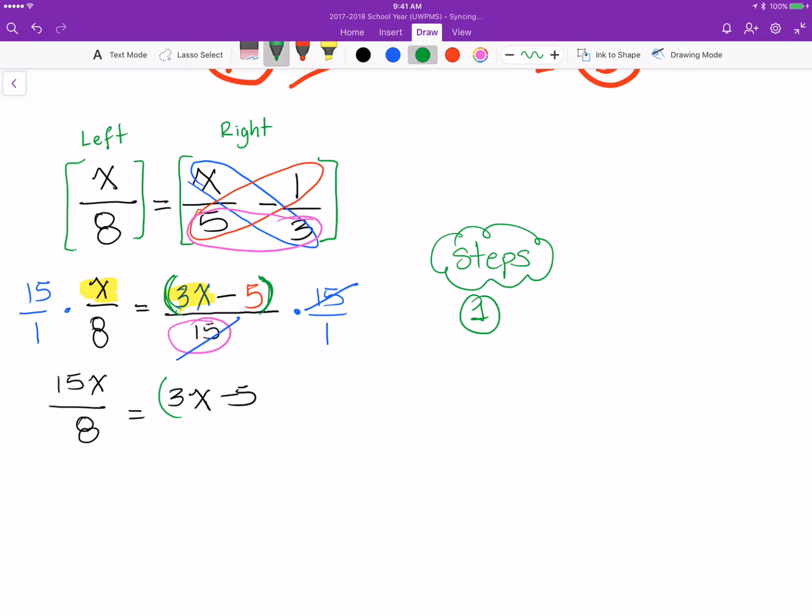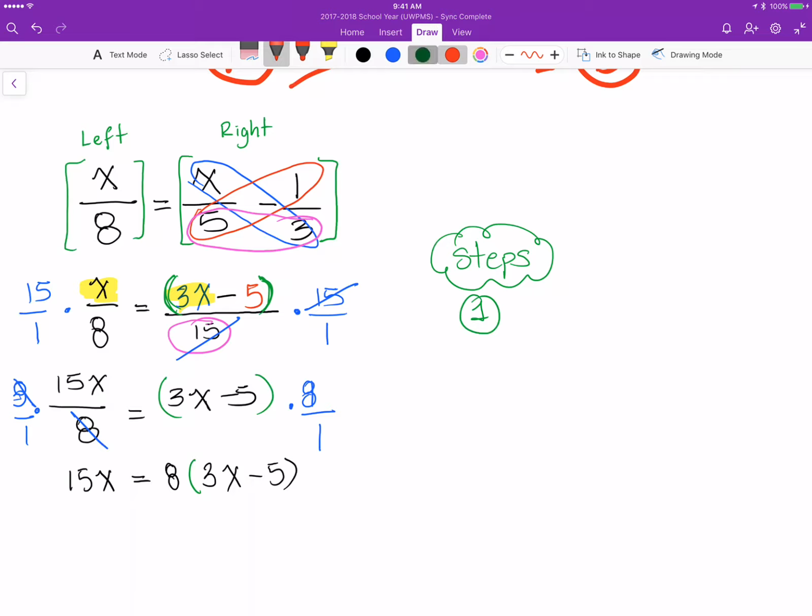But I'm not finished yet. Now I'm going to get rid of that 8. And just like you guessed, I'm going to multiply by the inverse of that. So here we go. This cancels by design. And I'm going to rewrite it. 15x equals 8 parentheses. Be careful because I haven't distributed. Minus 5.